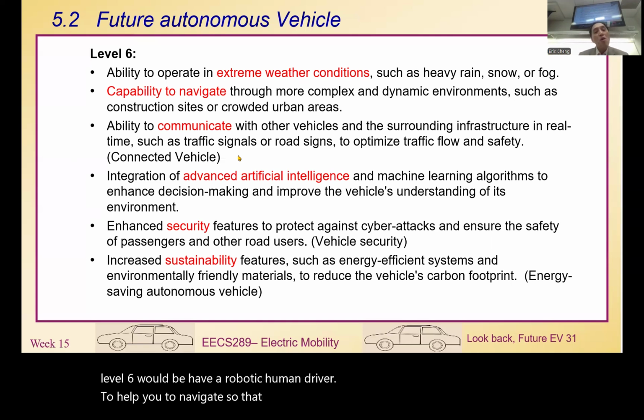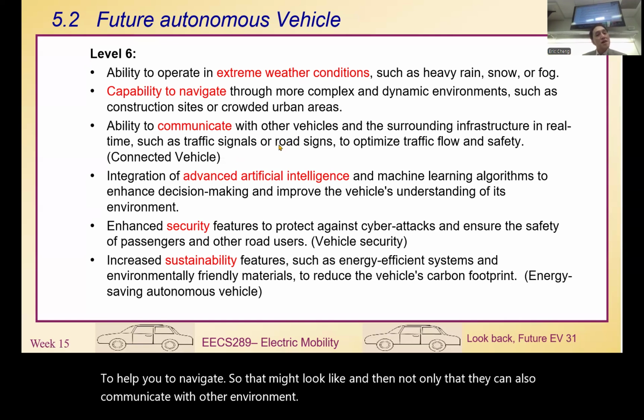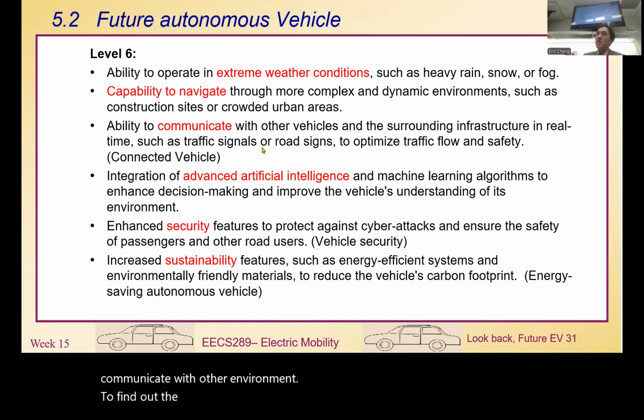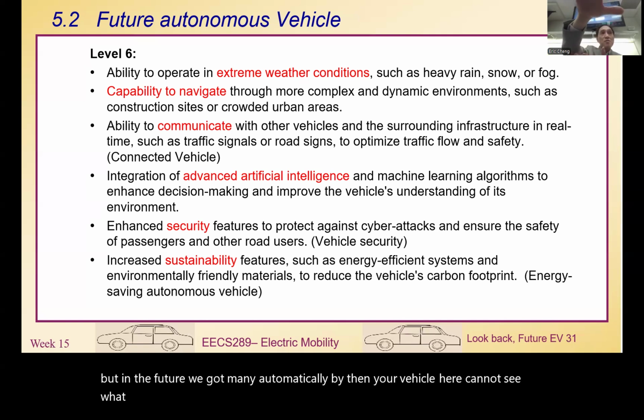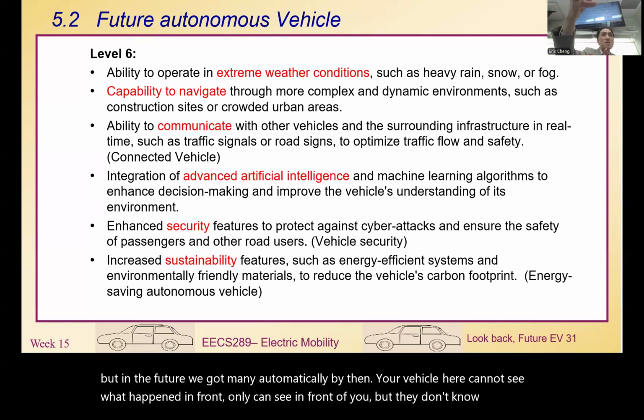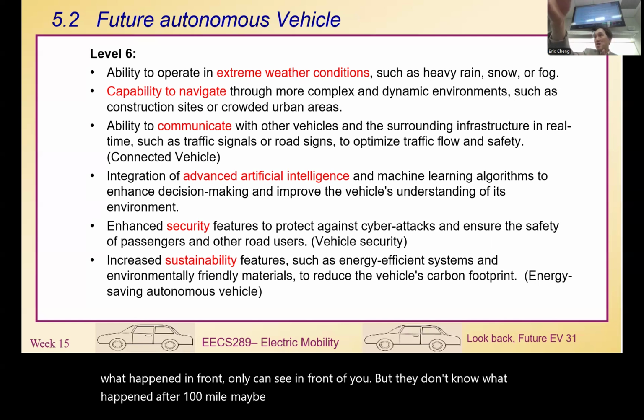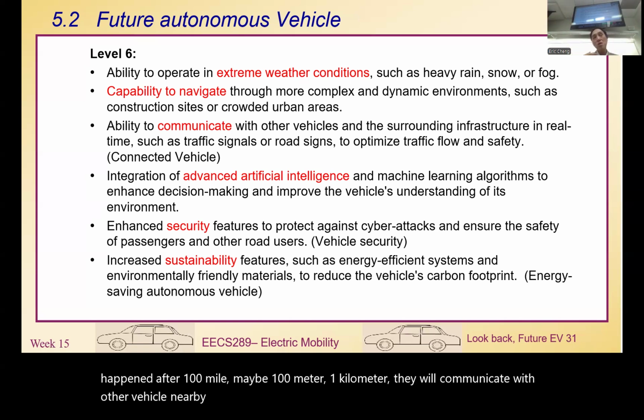And not only that, they can also communicate with the environment to find out the best way to go. A single vehicle here probably can't do anything, but in the future we will have many autonomous vehicles nearby. Your vehicle can only see in front of you, but it doesn't know what happened after 100 meters, or 1 kilometer. It will communicate with other vehicles nearby. Other vehicles tell your vehicle what happened there, and they will give you some guidance on what to do next.